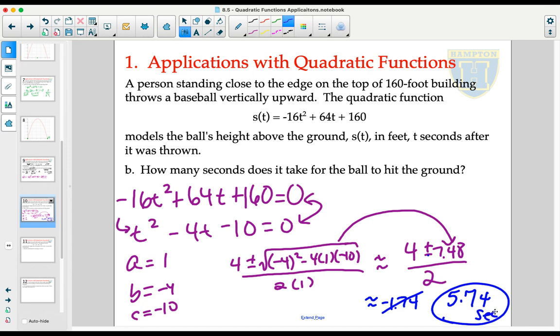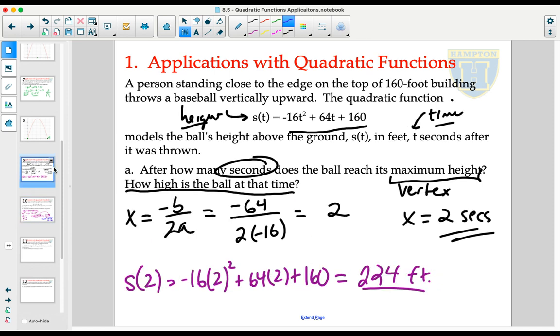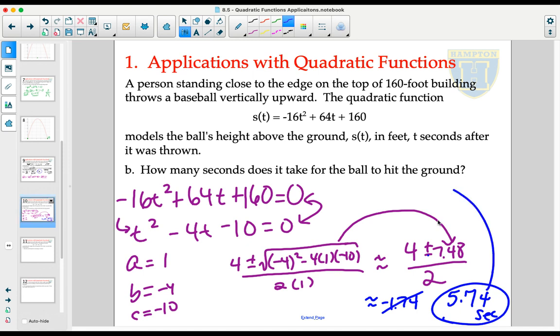Now, here's an interesting thing to note, however. You might remember from part A that our vertex was at x equal to 2. If you consider these two roots versus the number 2, you'll notice that they are each 3.74 units away from that vertex. There's our symmetry in action. If you know what the vertex is, you know then that the two x-intercepts have to be the same distance from that vertex on both sides.